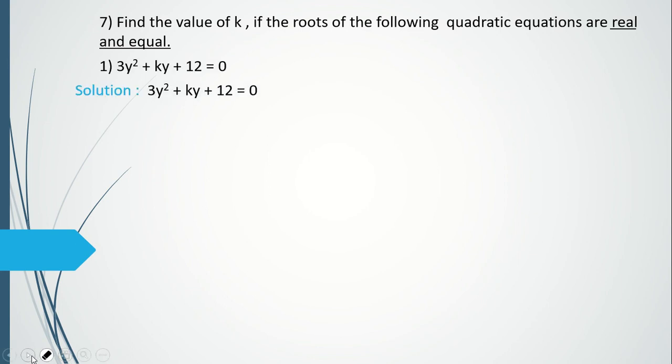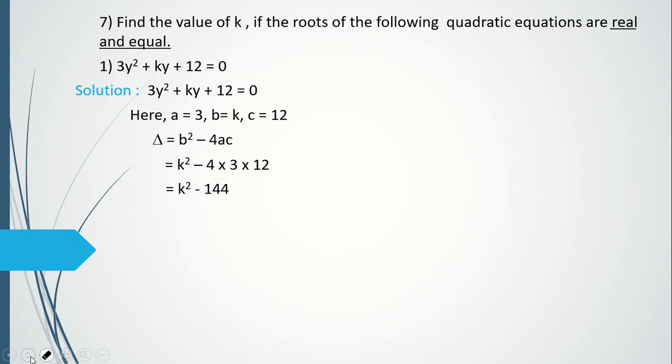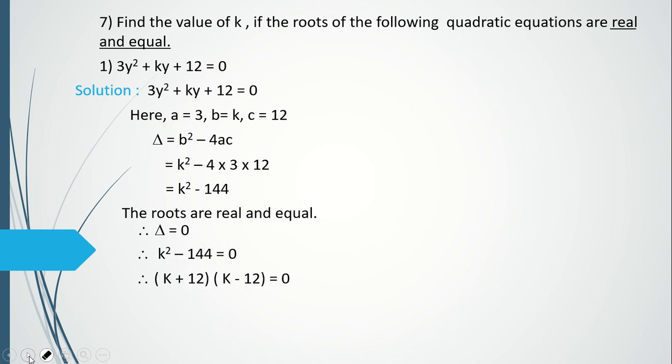Using this, find out first what is b square minus 4ac. So we got a is 3 here, b is k and c is 12. So b square minus 4ac would be k square minus 4 into a is 3 and c is 12. 12 3s are 36 and then 4s are 144. So we get k square minus 144 is equal to delta. But we know that the value of delta is 0. The roots are real and equal, so therefore delta is 0. So equate that to 0.